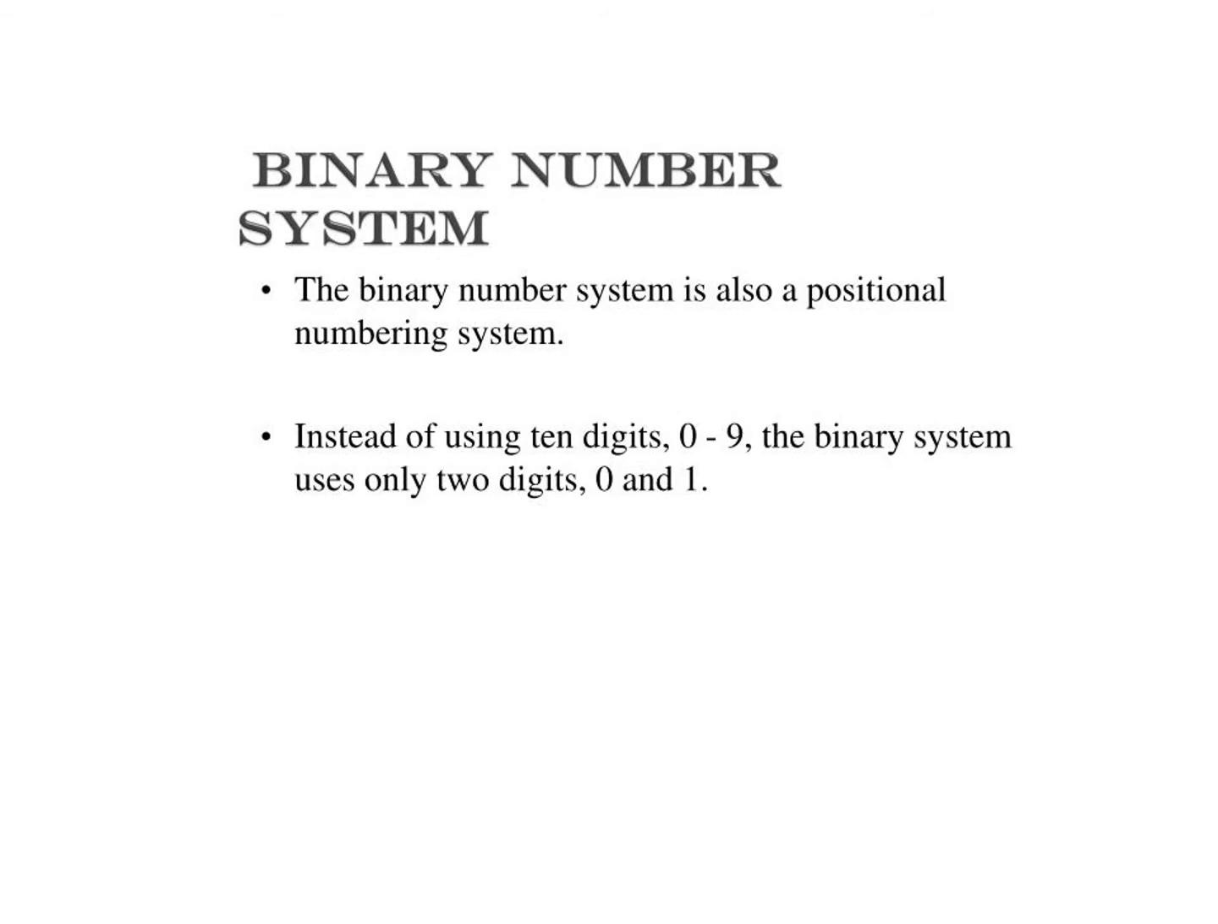Binary number system is also a positional numbering system. Instead of using 10 digits, 0 to 9, the binary system uses only 2 digits, 0 and 1. Digital computers internally use the binary number system, base 2, to represent data and perform arithmetic calculation. The main characteristic of the binary system is that it is a positional number system. It has two symbols only, or digits only, 0 and 1. So its base is 2.